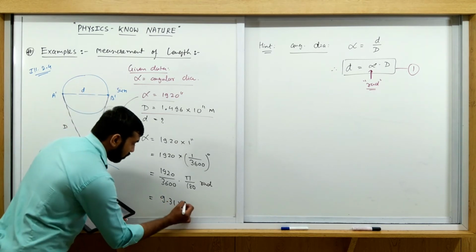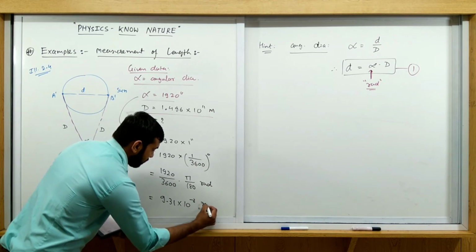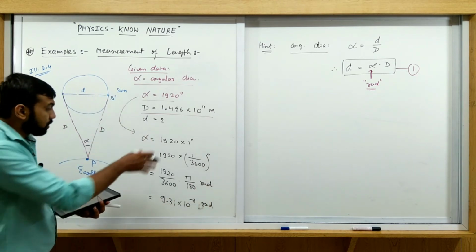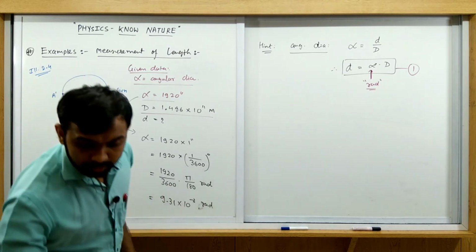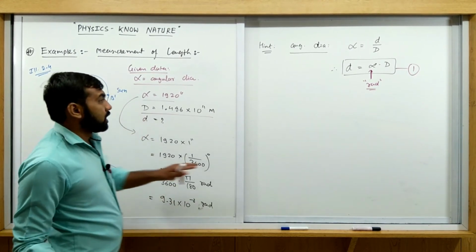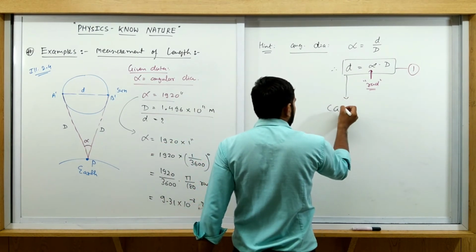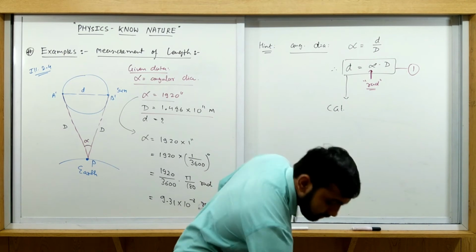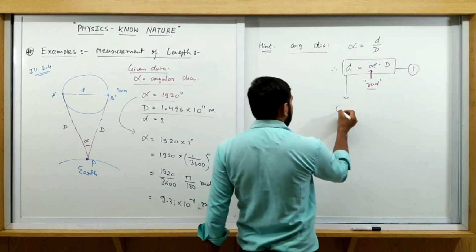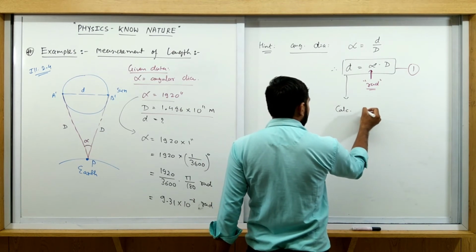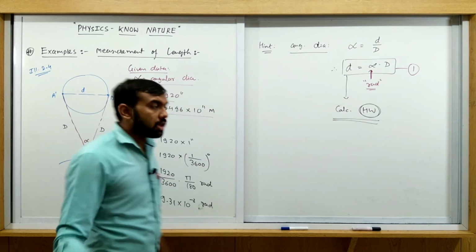9.31 into 10 raised to minus 3 radian. If you calculate this one, you get this answer. Just put both these values here and calculate D in homework. Put all these values here and calculate in homework. Try to solve the remaining examples by yourself.